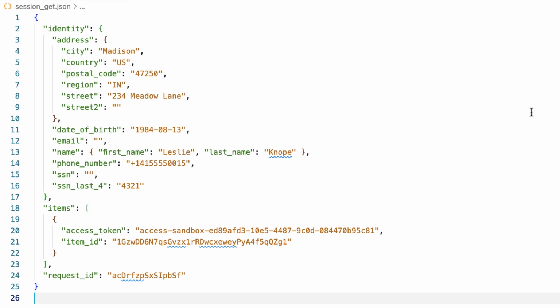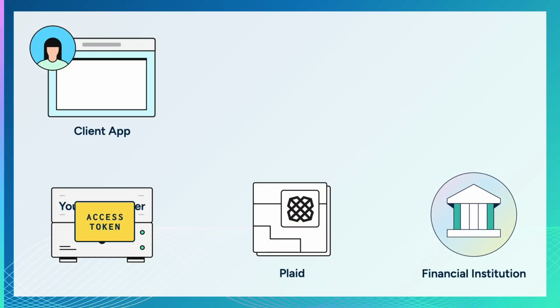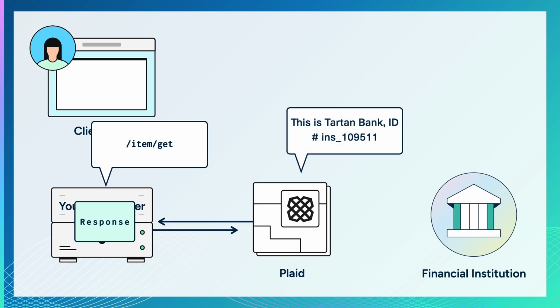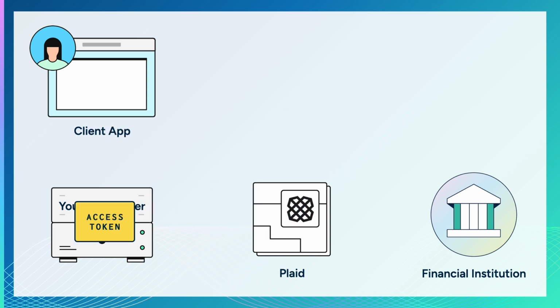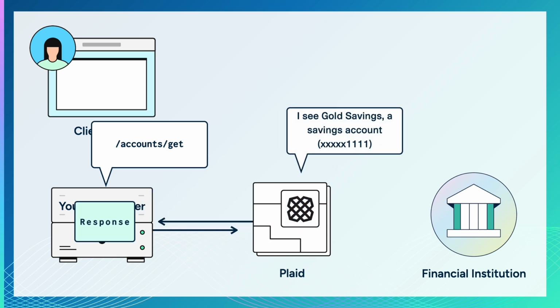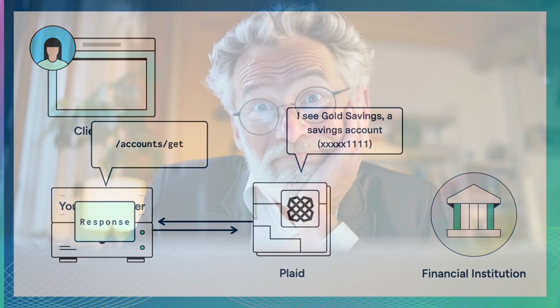You'll also get back an array containing connection data for the financial institution that the user shared with you. This will be an object containing an item ID and access token, which you should store for future use. Maybe start by making a call to item get, passing along this access token to retrieve information like the bank name and ID, or call accounts get to retrieve information about the specific accounts. And just like that, you have all your user information and their connected accounts ready to go, and everybody wins.